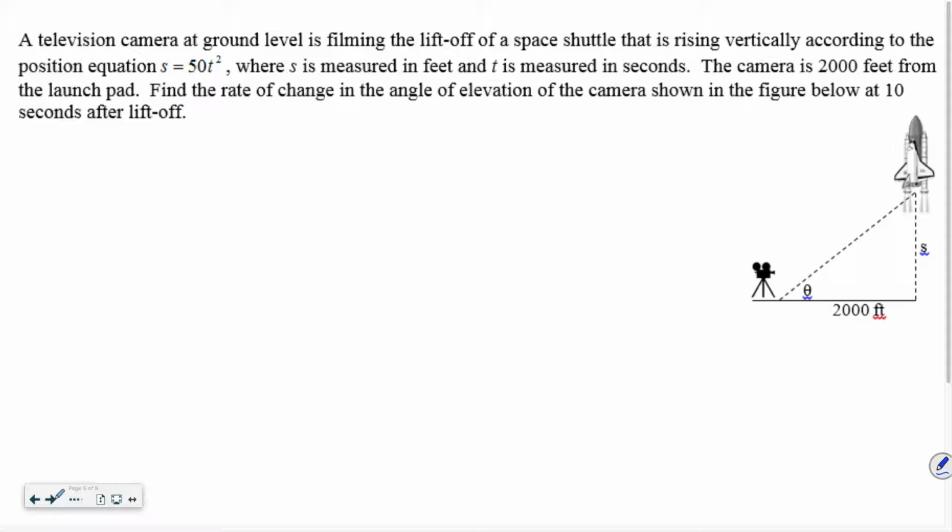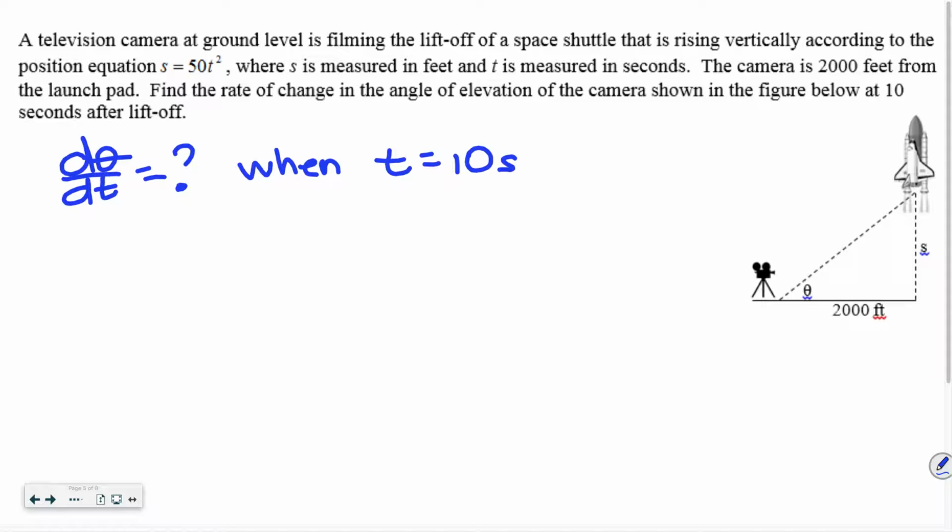Okay. What are they asking us to find? The rate of change of the angle of elevation. So they are asking us to find d theta dt, right? Because they named your angle theta for you. And they want that 10 seconds after liftoff, so when t is 10. Okay, so in that information, is there a way to relate theta to S in 2000? Yeah, with some trig.